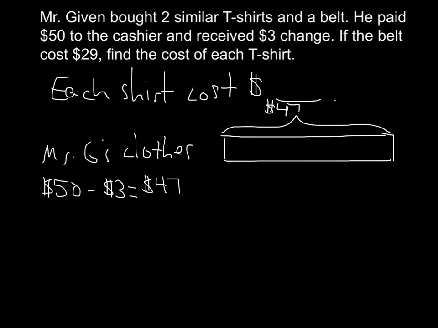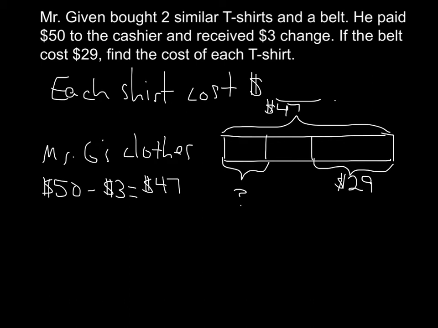And so here's what else we know. We know they bought two shirts. Let's give each shirt a unit, so each one of those units represents a shirt. And then we know that the belt cost $29. And the question is, what's the cost of each t-shirt? Well, there's two t-shirts. We want to know the cost of one of them. Putting the question mark is so important. And so once we've got here, our bar model is complete.